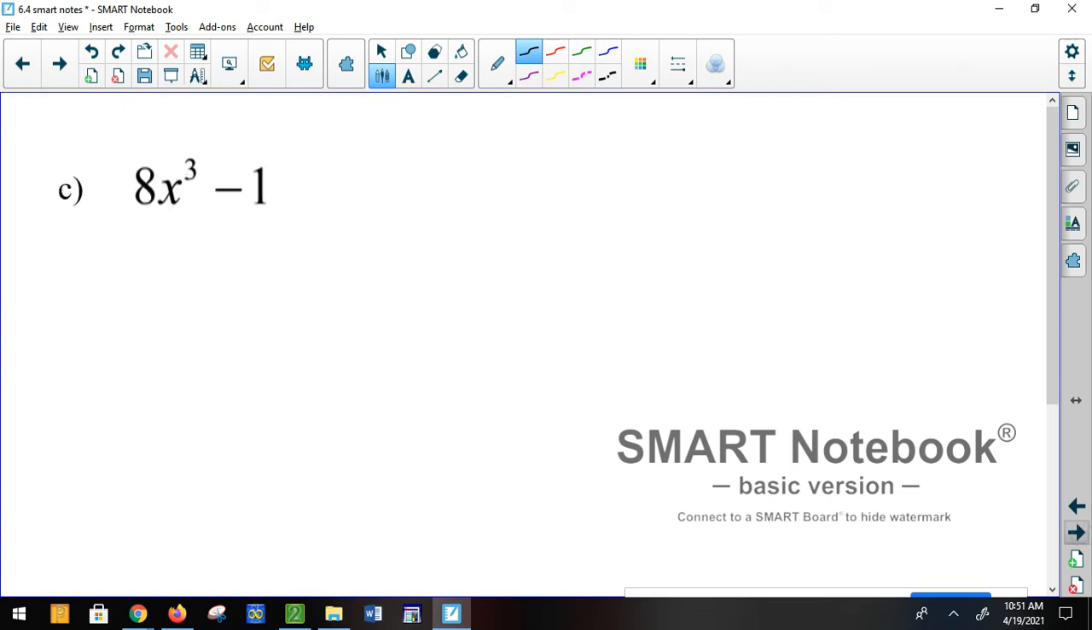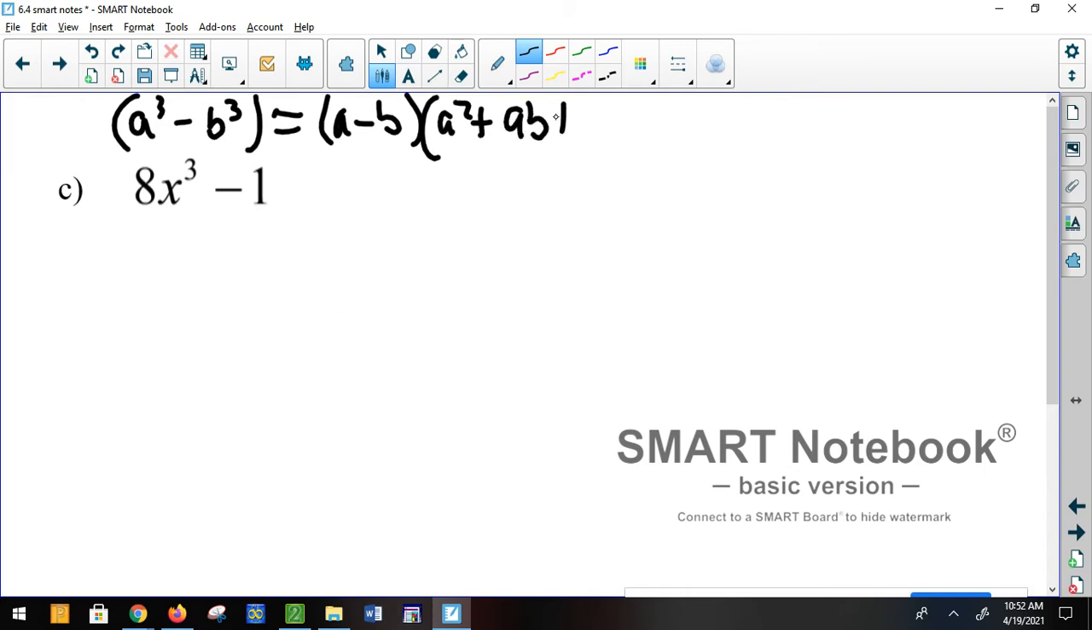All right, same thing here. One difference is you have that 8 in front of the x cubed. As long as the coefficient is a cube number, then this is still a difference of cubes. Or if it was plus 1, then it would be a sum of cubes. So again, I'm going to write out the formula. So a cubed minus b cubed is equal to a minus b. Now the minus is up front. And then it's a squared plus, this is now the opposite of whatever we started with, ab plus b squared.